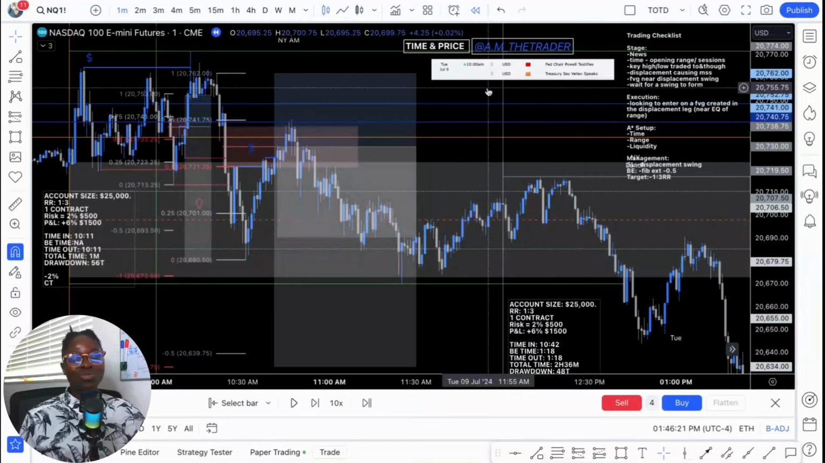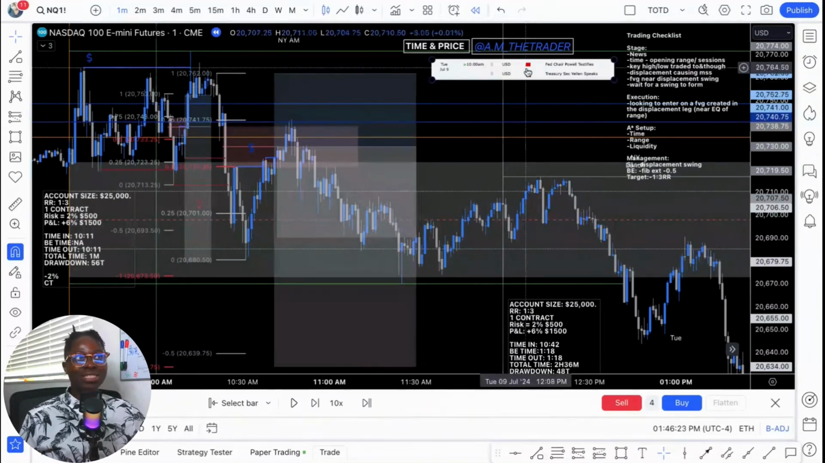As always, we start with the economic calendar, and as you can see, we had high and medium impact news come out at 10 a.m. 9:30 to 10 o'clock is the opening range. We're not looking to trade. We're just observing price and seeing what it's doing.